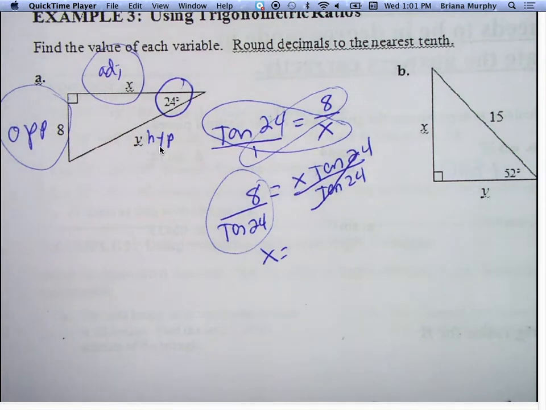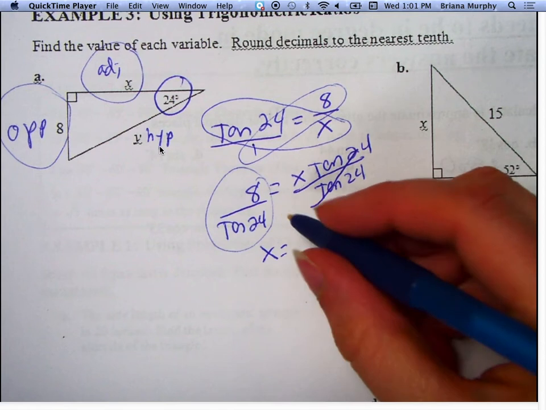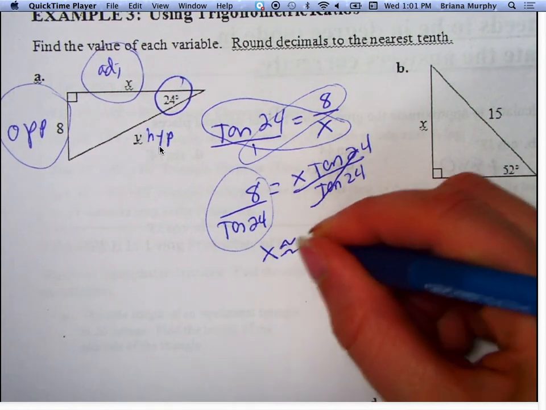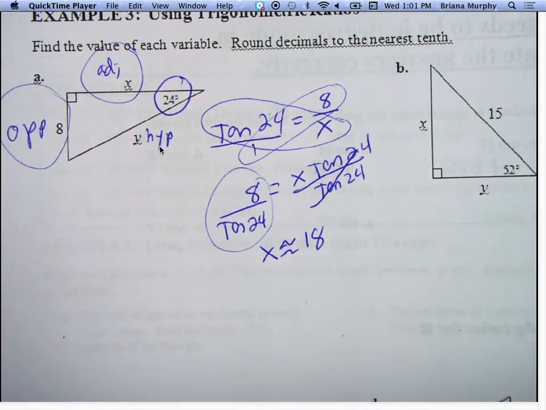What does it say in the directions, though? It says round to the nearest tenth. So again, we'd say approximately 18? Yes. Can you bring your calculator here so I can see what the issue is?